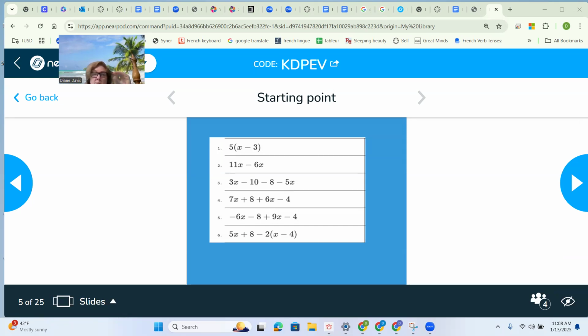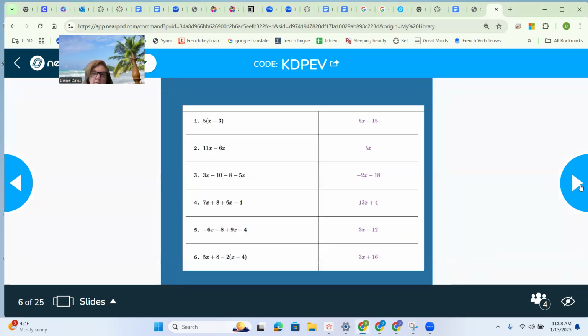And good that you're participating, because that's how you know if you're going to miss something, right? So you got positive 8 plus 8, that's 16, right? And 5x take away 2x, so that's 3x plus 16. And there we go, are the answers again.